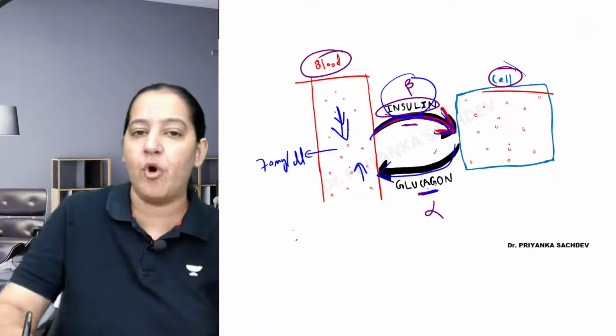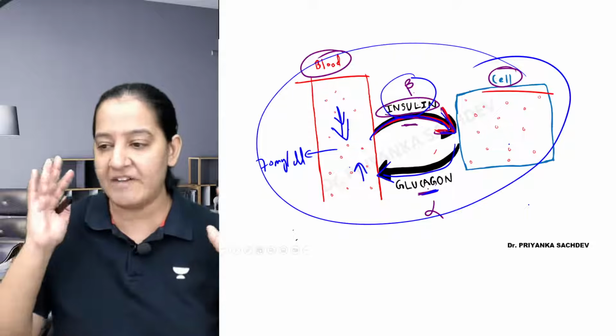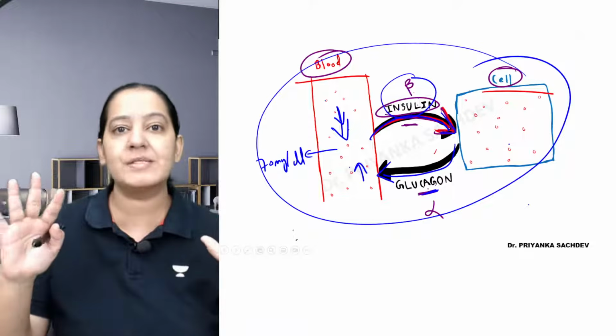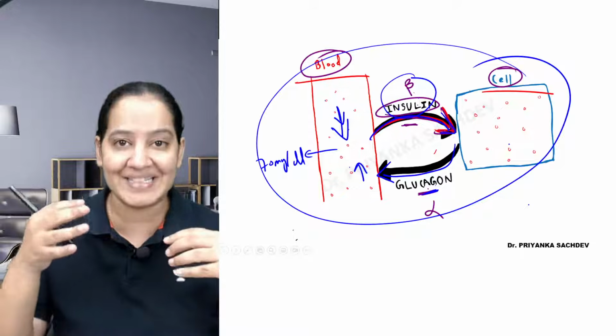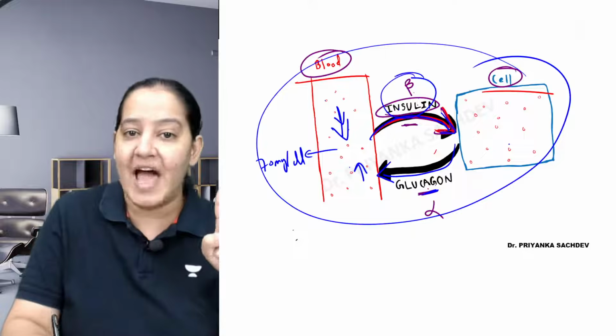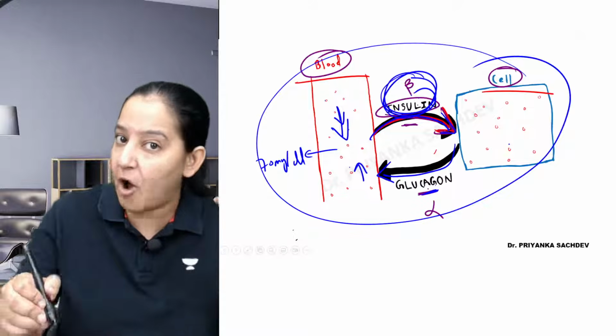Everyone give me a thumbs up if you got this physiology. So I have explained to you the physiology of the insulin and glucagon. Now if you have understood it better, it will be easy for you to understand the insulin, various types of preparations and its mechanism. So look at the arrow. Insulin carries the glucose from blood to cell.